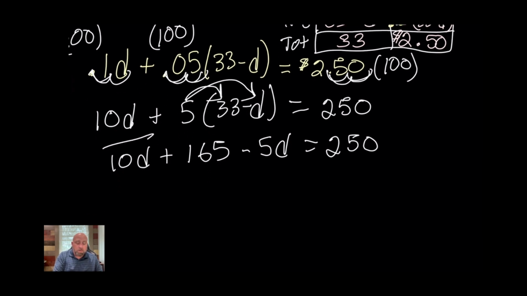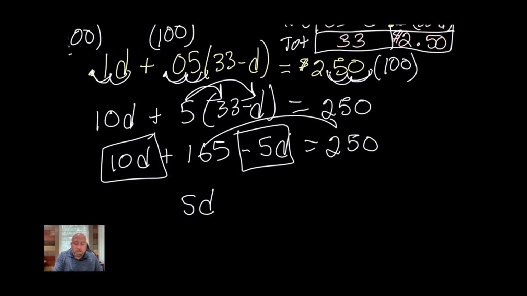Now we're going to combine like terms. So I have like terms right there. I have 10d minus 5d. 10 minus 5 is 5d. And then I can also move this over to the other side. So minus 165, that cancels, minus 165 over here. And that's going to equal 85. 250 minus 165 is 85.